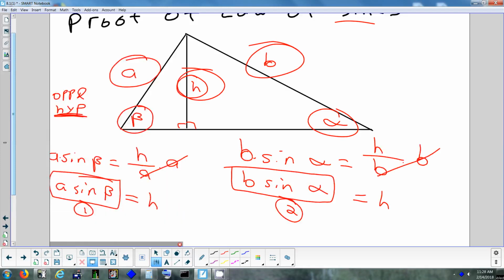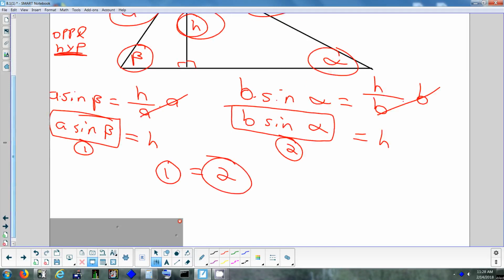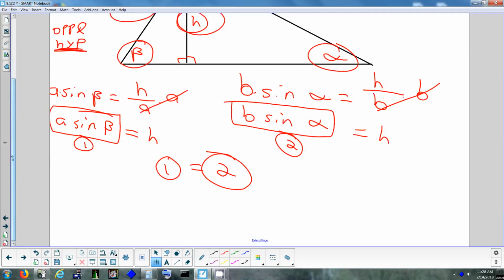So if box 1 gives you a formula for the height and box 2 gives you a formula for the height, what does that mean about what's in box 1 and what's in box 2? They're both the height. They both equal the height. So what else does that mean? They're the same. Box 1 is the same as box 2. So write that down. And that's basically going to give us the law of sines.